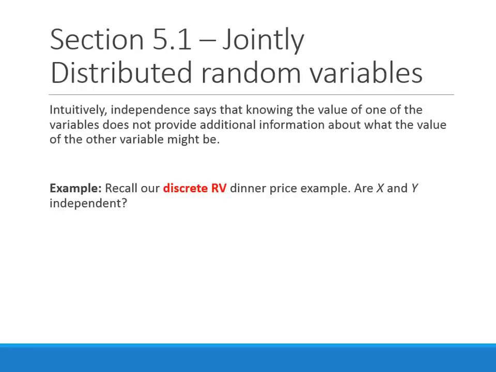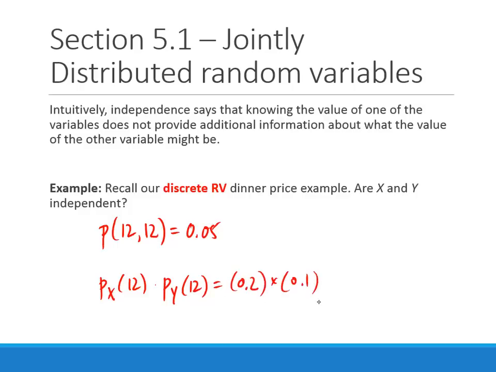In general, it's going to be easier to say something is not independent. To say something is independent, you have to check all combinations. What we can say here is that the probability that the dinners were both equal to 12 was 0.05, from the two-way contingency table. And then we found the marginal PMF for X of 12 was 20%, and the marginal PMF for Y of 12 was equal to 10%. So this is 0.2 times 0.1, and these are not equal.